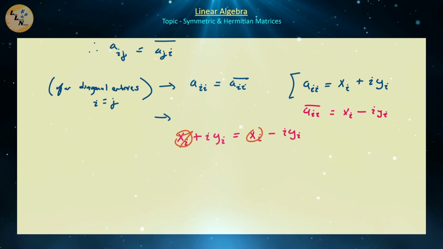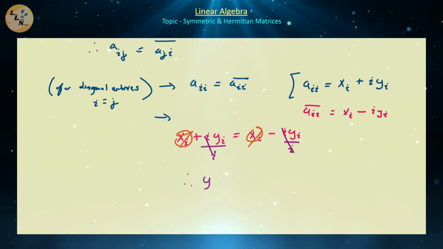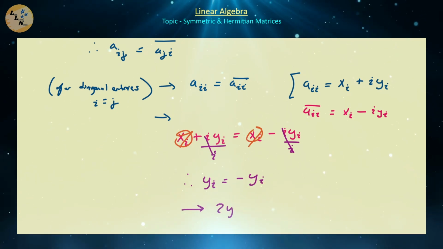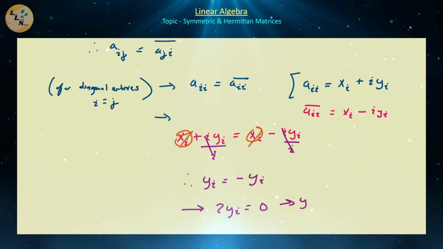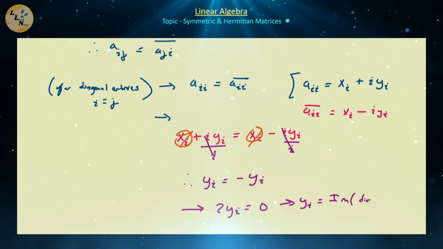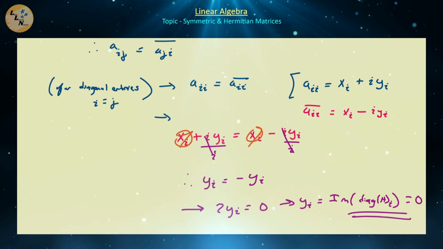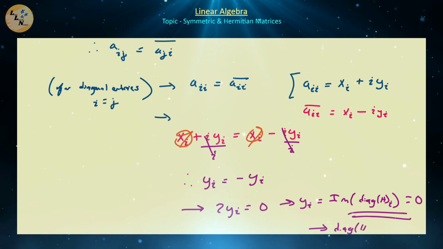So we can solve this and get some identities. We can divide both sides by i because i is not equal to 0, so they cancel. So we're left with y_i is equal to minus y_i, which means that 2y_i is going to be equal to 0, which means that y_i, which keep in mind is just the imaginary part of the diagonal entries of A, is equal to 0, right? And if the imaginary part is equal to 0, that means the diagonal entries of A all belong to the real numbers, which concludes the theorem that we're trying to prove.